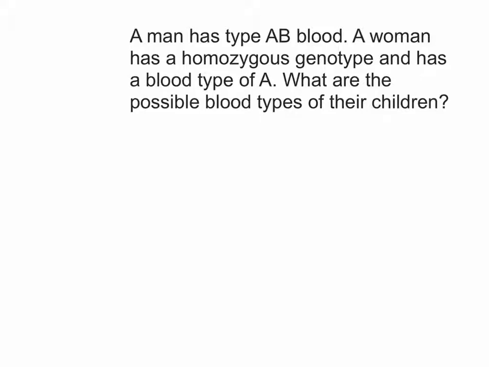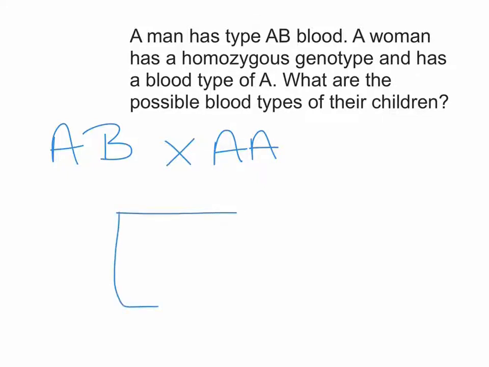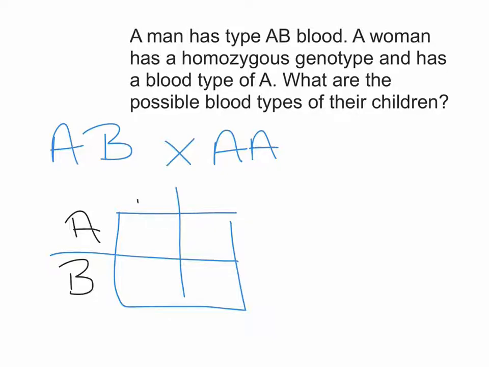So in this problem, we have a man with blood type AB. So AB is the genotype, and he marries a woman who is homozygous for type A blood. So remember, homozygous means 2 of the same allele, and if she is type A, it means that she has to have 2 A alleles. Once we have our cross, we can put this into a Punnett square. So A, B for the man, A for the woman. And we fill in the Punnett square.